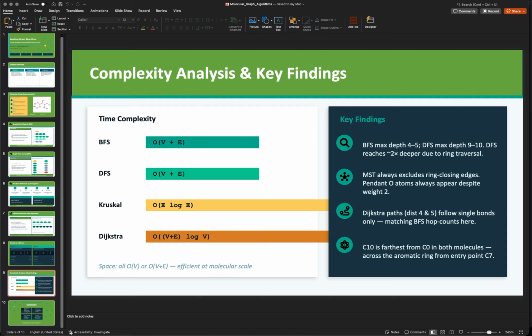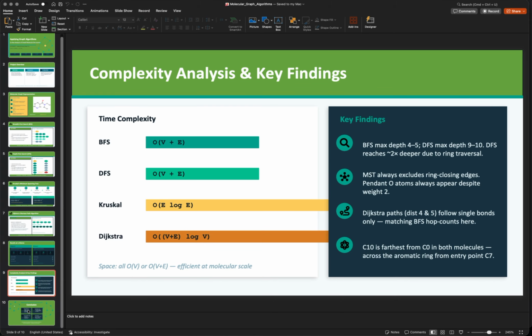Here we have the findings. After analyzing these two molecules, we have findings proving the time complexity of the four different algorithms, as we mentioned before. BFS is big O of V plus E. DFS is also big O of V plus E. Kruskal is big O of E log E. Dijkstra is big O of (V plus E) log V.